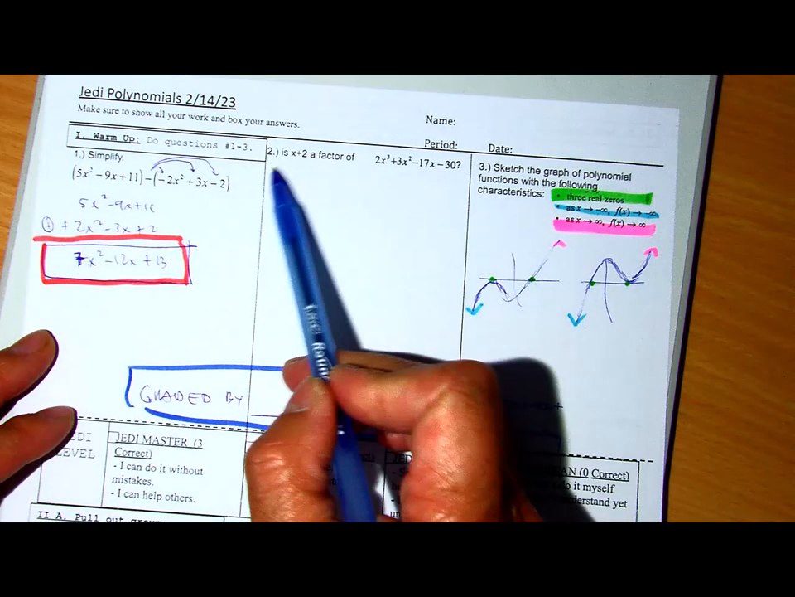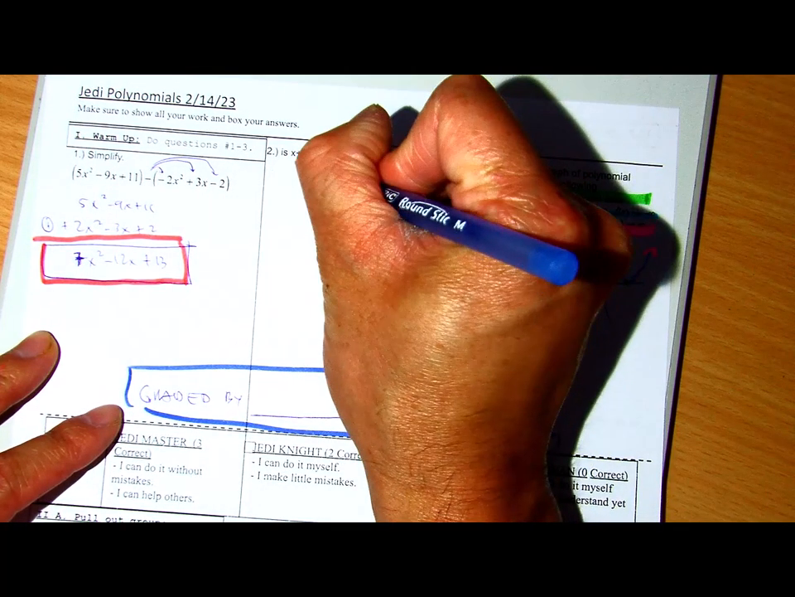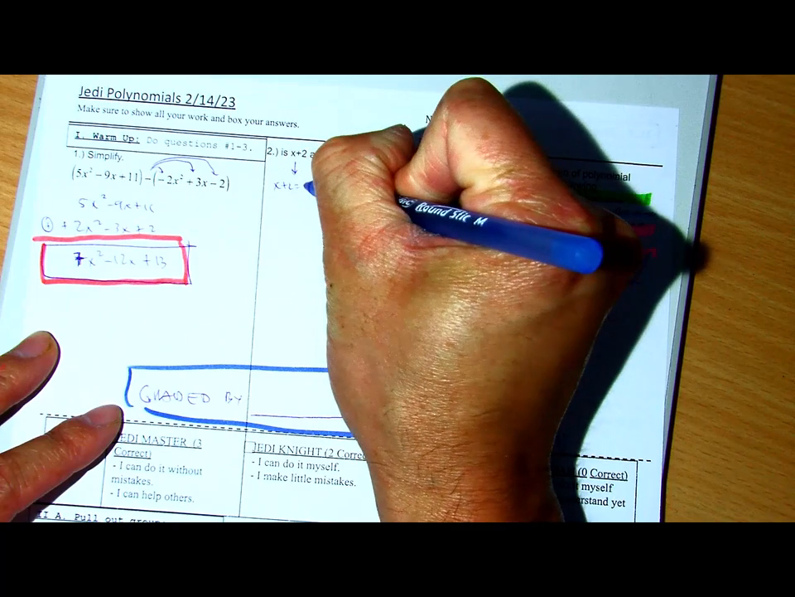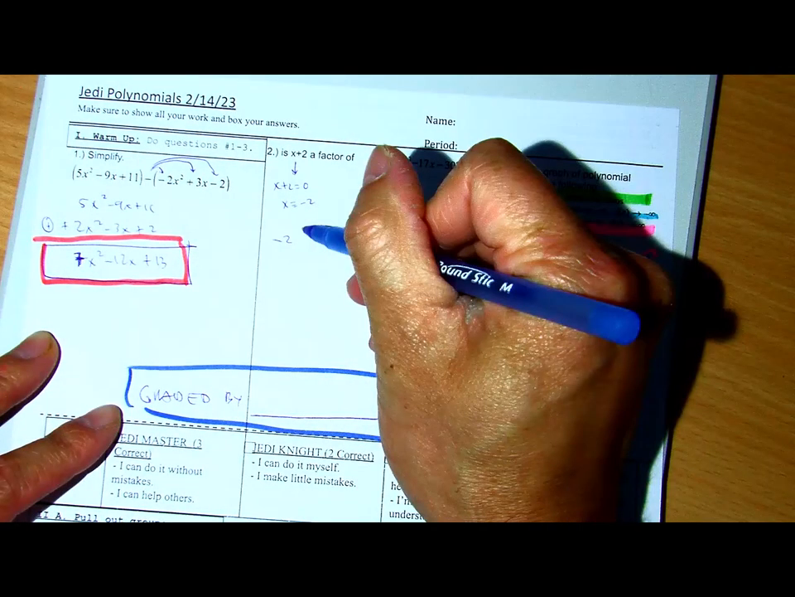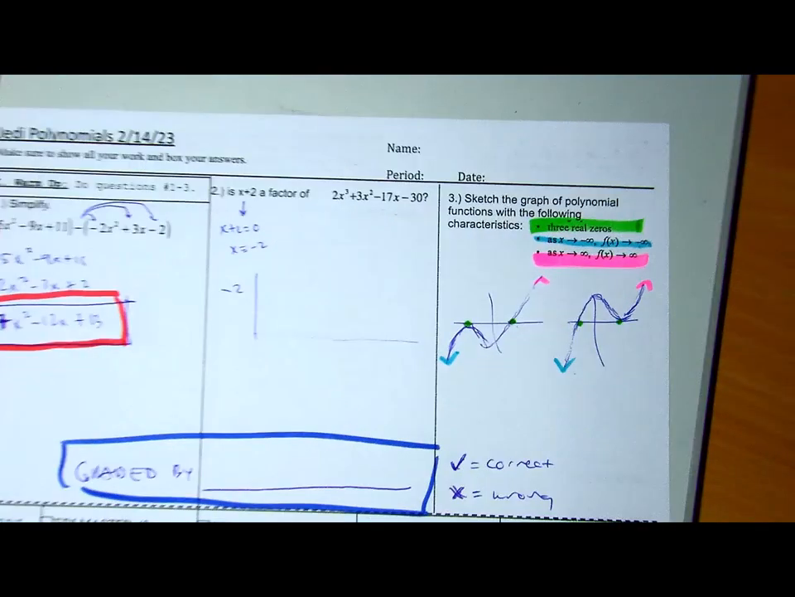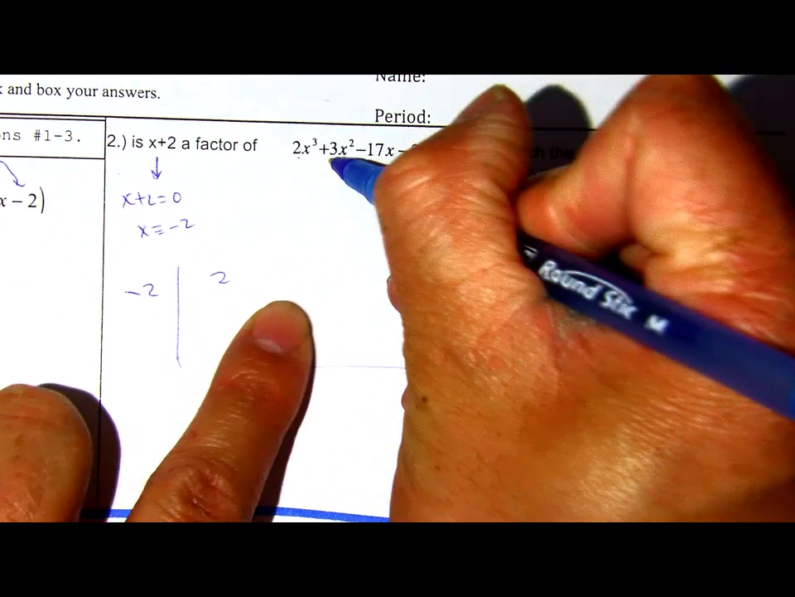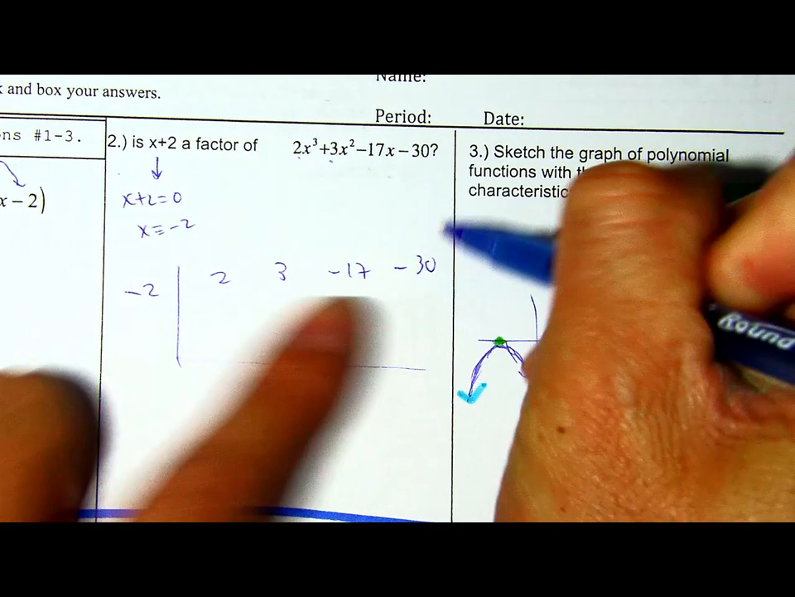Let me go over number 2. Is x plus 2 a factor of this? So I'm going to change this factor into a 0. And that's the -2. I'm going to put on the outside. I'm giving you, class, what am I using right here? Class, what am I using? Coefficients. I'm using synthetic division.